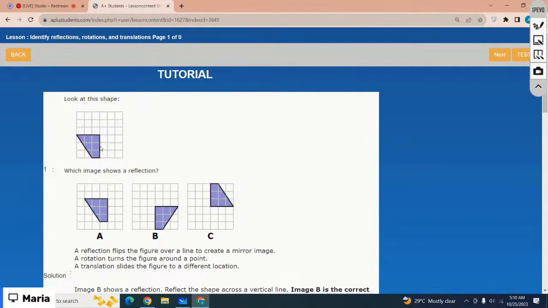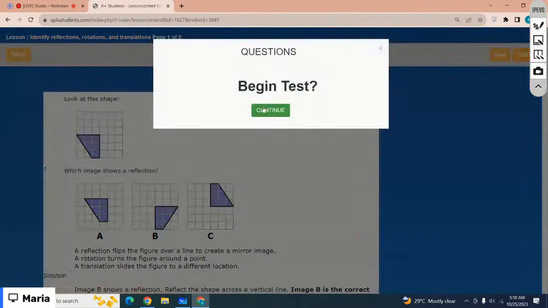Yes, just look at this line. B is the reflection of A, right? A reflection flips the figure over a line to create a mirror image. A rotation turns the figure around a point. A translation slides the figure to a different location, right? So B is the reflection of the shape. Let's just start with the test questions.